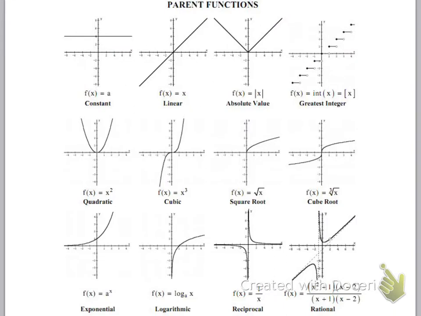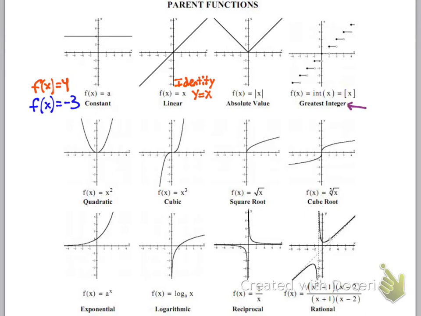First of all, notice that the constant function is just f of x equals a number. It could be 4, it could be -3, it could be 142.8. The linear function, in this case f of x equals x, is the identity function, y equals x. Identity meaning the same, so whatever you plug in, if you plug in 5, you get out 5. You plug in 10, you get out 10. That is the parent function of all lines.